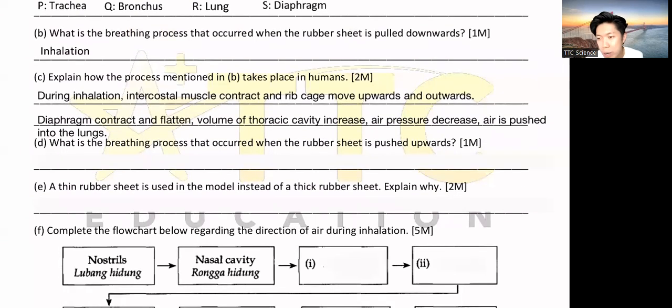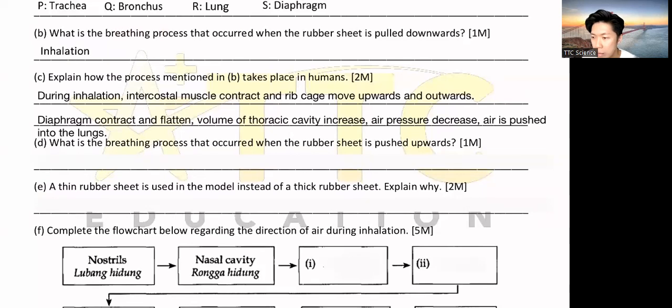Okay, so literally I just cram all the words together. During inhalation, your intercostal muscles, meaning your rib cage muscles, contract. When your rib cage muscles contract, it actually means the chest expands, so your whole chest becomes bigger. Your ribs will move up and out. The diaphragm, the bottom part below your lungs, will contract and flatten. So overall, the volume of your chest becomes bigger. Therefore, when volume increases, pressure decreases, and air is forced into your lung.